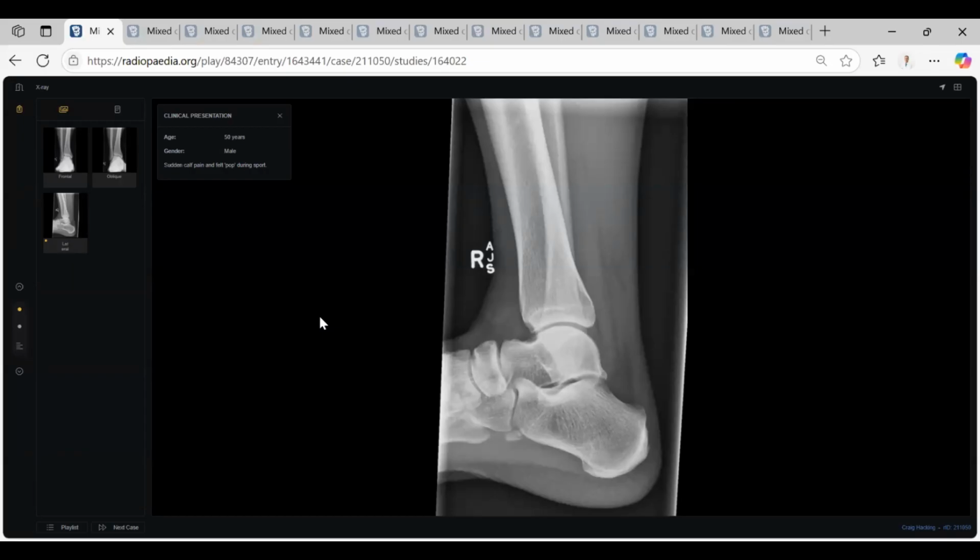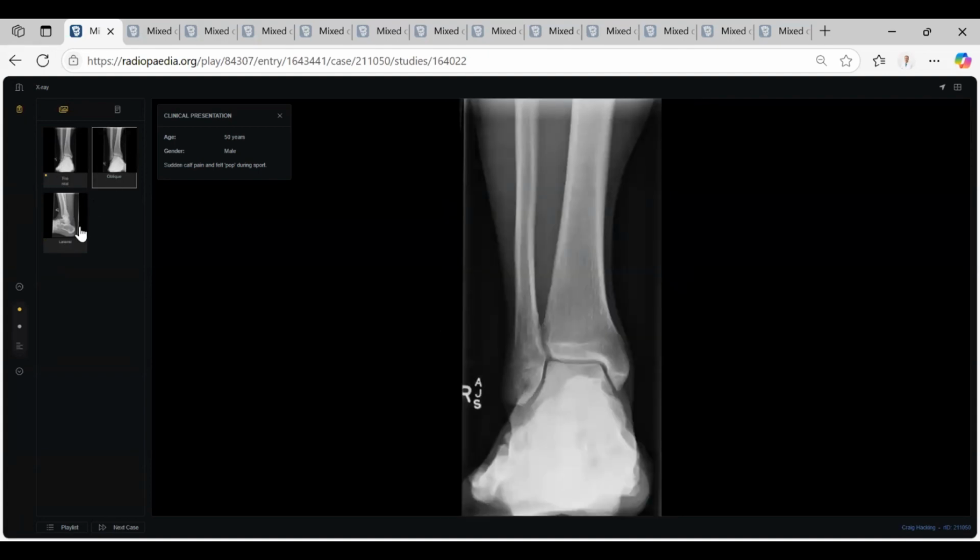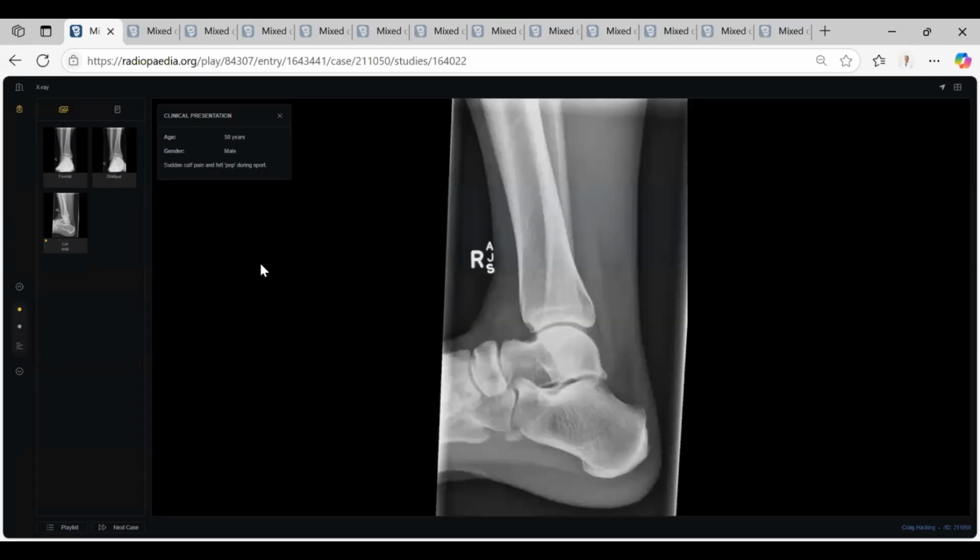A 50-year-old male patient complaining of sudden calf pain and a pop in the left calf during sports. This is an ankle radiograph, lateral projection, of an adult patient with a history of calf pain. On the lateral view, I can appreciate a small bony fragment adjacent to the anterior aspect of the inferior border of the calcaneum. This is likely not a fracture, so don't worry about it.